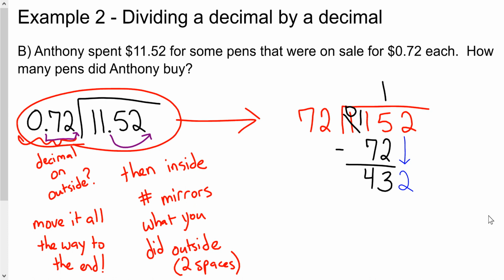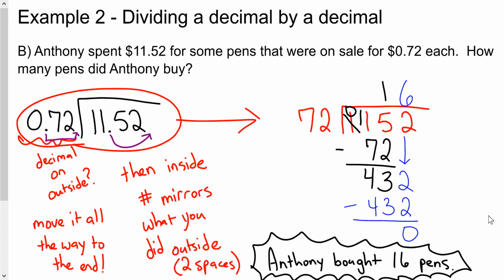Now, what happens next? The 2 drops down. How many times can it go in? It actually goes in exactly 6 times. Nothing's left over. So now after all of that work, how many pens did Anthony buy? He bought 16 pens.